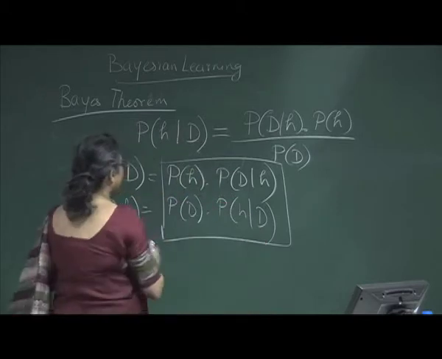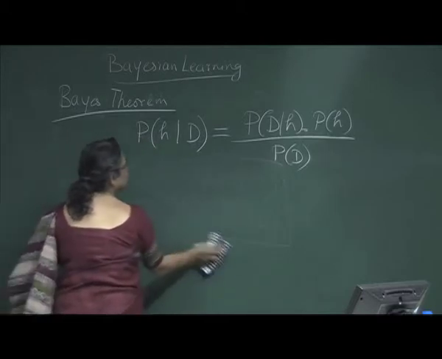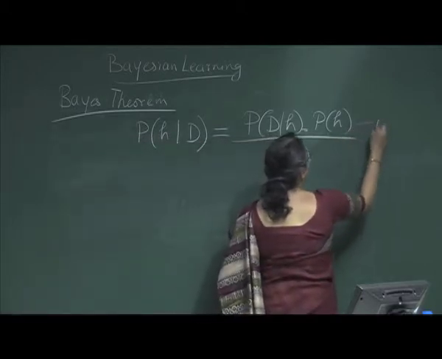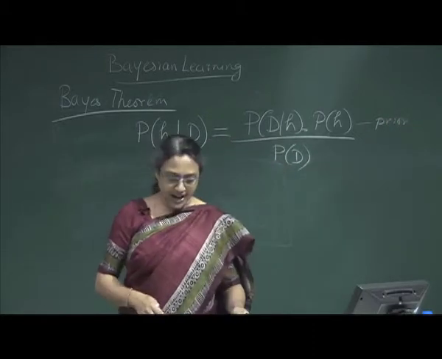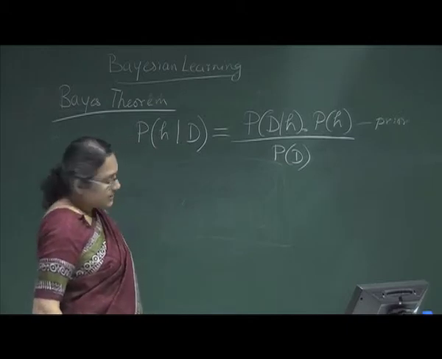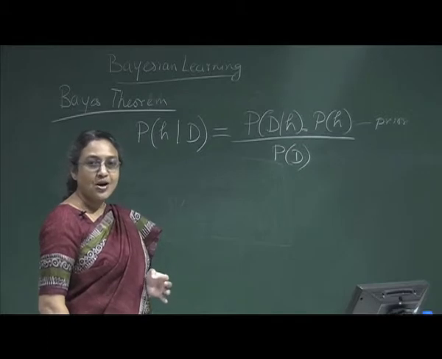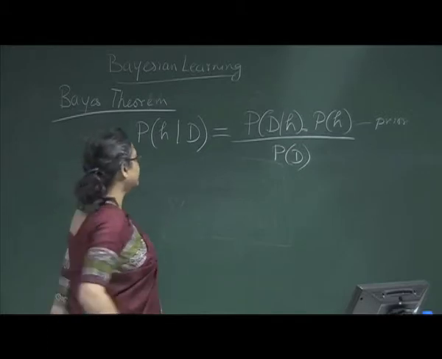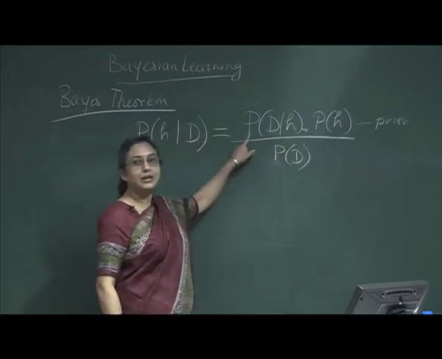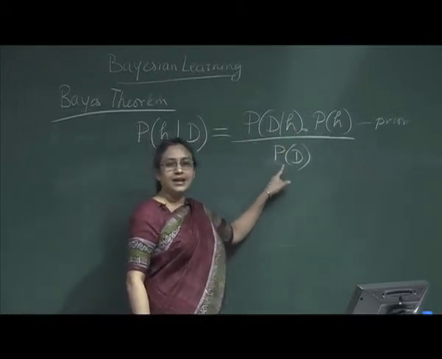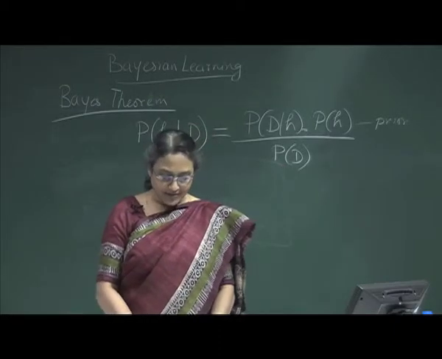So, P(H) is the prior probability of the hypothesis H. Probability D given H is the probability of the data: if the hypothesis is true, what is the likelihood of the data being generated? If H was true, what is the probability of D being generated? And P(D) is the likelihood of the data. So, based on this, we have Bayes' theorem.